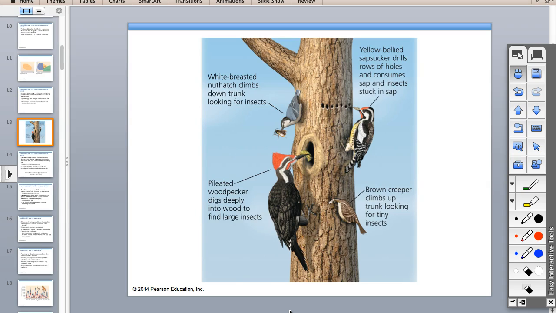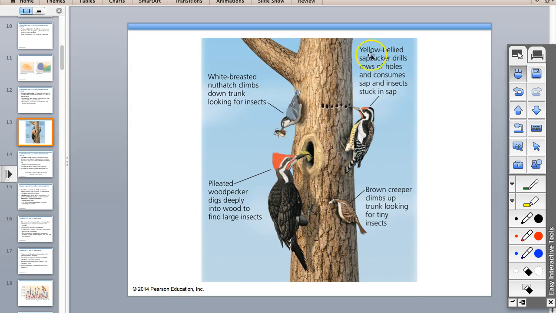Anyway, the pileated woodpecker digs deeply into the wood to find large insects. So this guy's coming down looking for insects. That guy's digging in there. The brown creeper. Hey, I see why he got kicked out of where he came from. He climbs up the tree looking for tiny insects. That's what he's looking for.